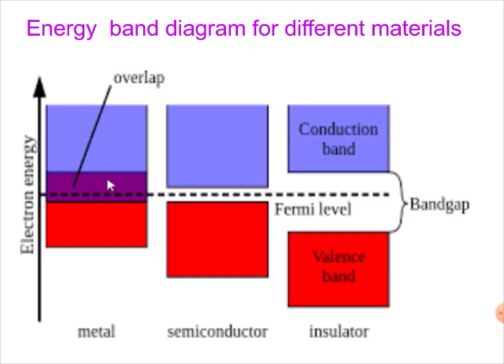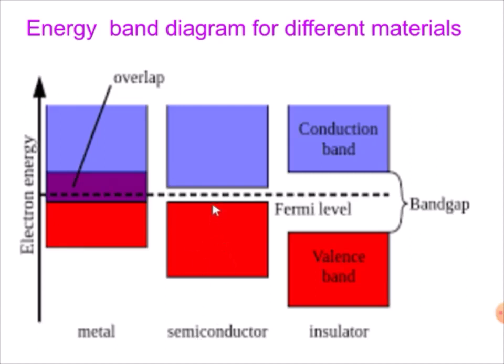Or we can also say in the case of metals or conductors, the valence band is partially filled and the conduction band is also partially empty. So that means some electrons are already there in the conduction band, and there is no energy gap between the valence band and the conduction band. We can say it like that. Got it? In the case of a semiconductor, what happens?